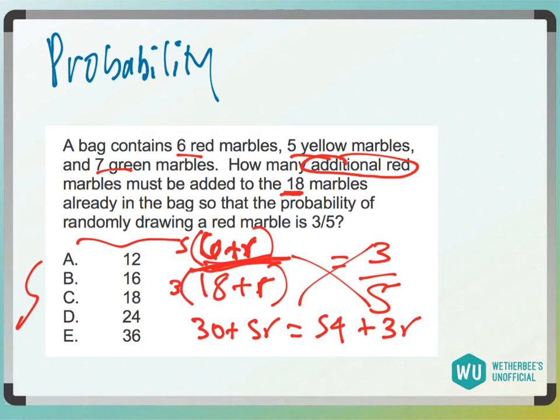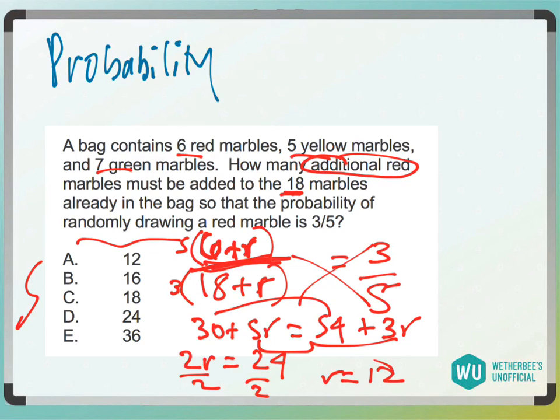Plus 3R, right? Now I'm just going to solve for my R's. I'm going to bring the 3R over here, which gives me 2R. I'm going to subtract the 30 from here, right? So 2R equals 24, right? And then I'm going to divide by 2, and R is going to equal 12. So that would be answer choice A.